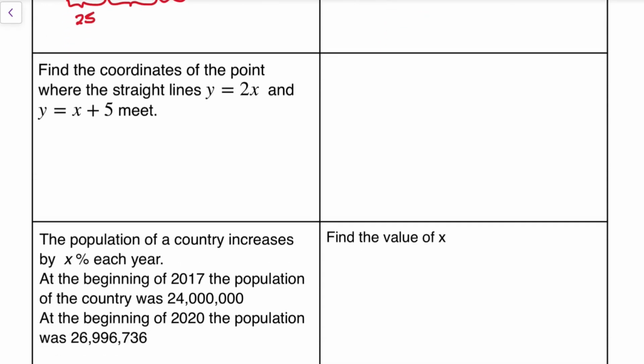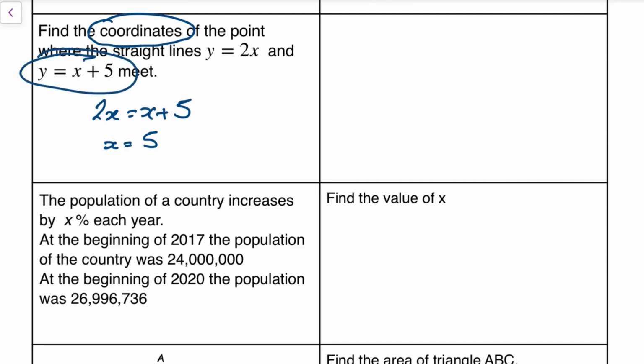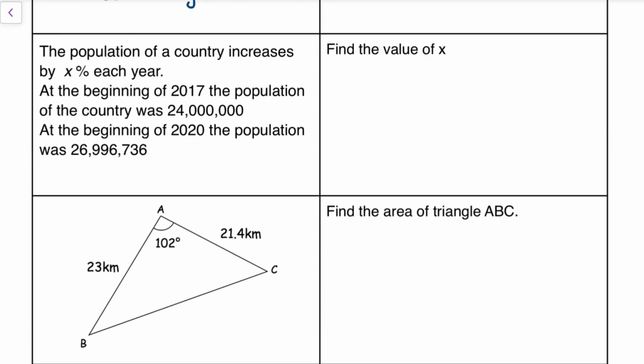Good question. Next one. Find the coordinates. Straight away, the word here is coordinates, not x value or y value, so I need a coordinate as an answer, where the straight line y equals 2x is equal to y equals x plus 5. In other words, my y equals my y. Take away x on both sides, that gives me an x, leave the 5 where it is, which means x equals 5. Using this one here, if x equals 5, that means y equals 10. So my coordinates are (5, 10). Not too bad.